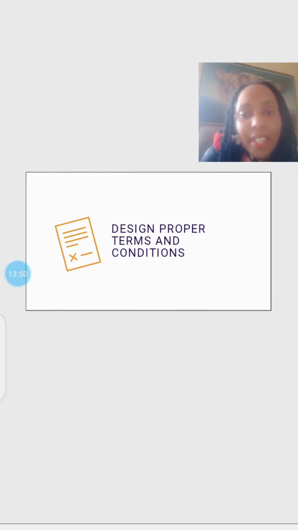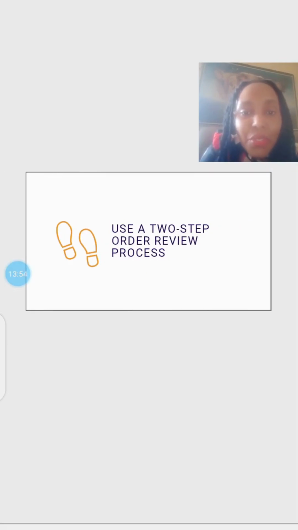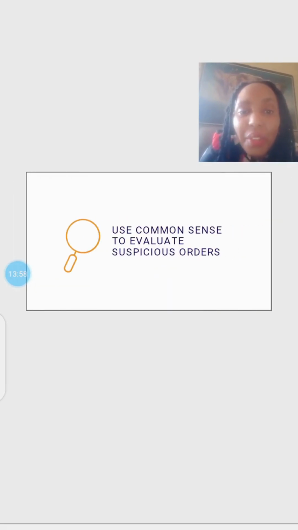Design proper terms and conditions. That's number one. Then number two, use a two-step order review process. That really helps. It's a little annoying, but it helps. It's good. It's safe for you.